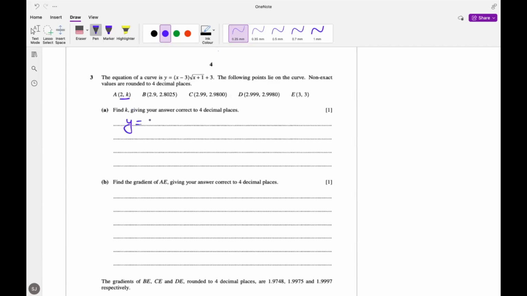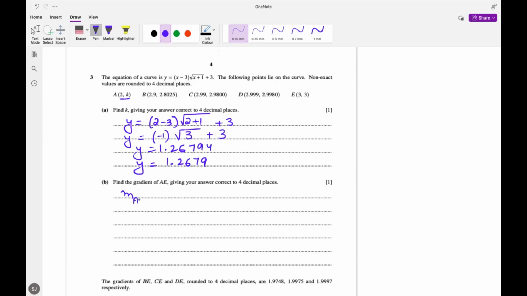So y will be equal to (2 minus 3) into square root of (2 plus 1) plus 3. So y will be equal to 2 minus 3, which will become minus 1, multiplied by the square root of 3, plus 3. So the square root of 3 will become 1.73 times minus 1. And when we add 3, the answer will be y equals 1.26794. So rounding it off to 4 decimal places, this will become 1.2679.